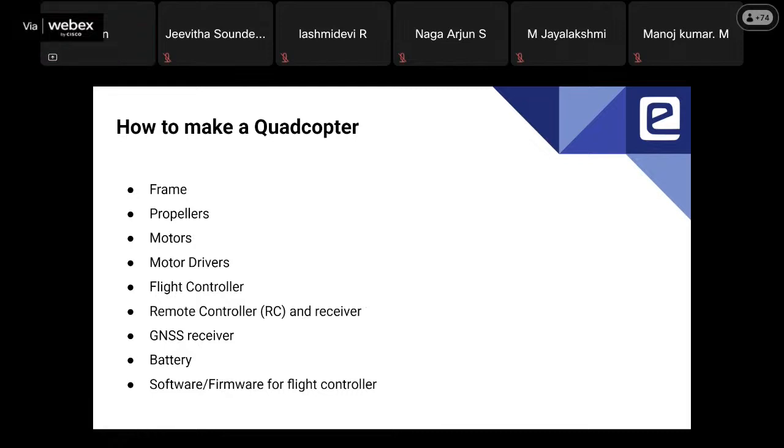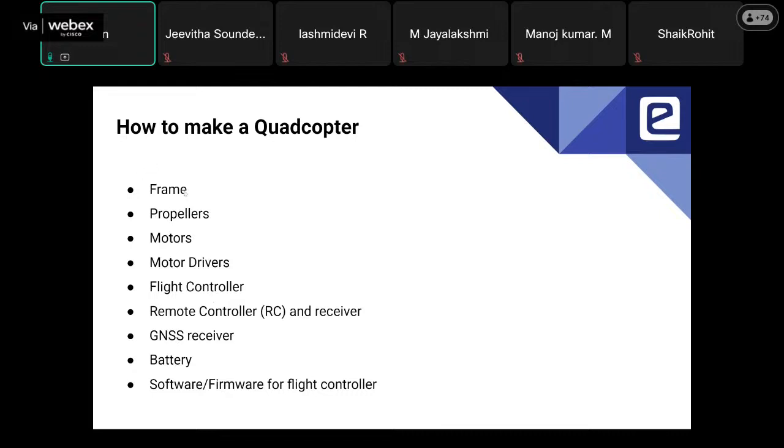Reply in the chat. Sir, global navigation satellite system. Okay, global navigation. So this is basically GPS. This is the proper term, GNSS. And GPS, as we commonly know it, is a term used in America and elsewhere. So GNSS is the correct term for that. Then we have a battery, and then we have the software or firmware, which will tell the hardware what to do and how.